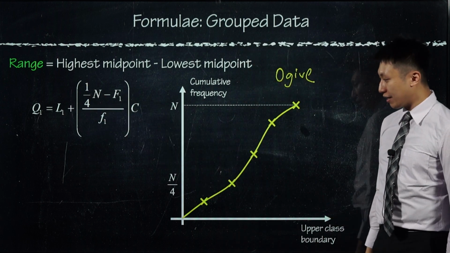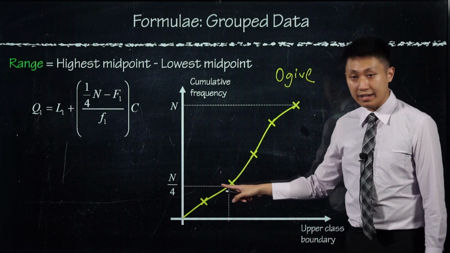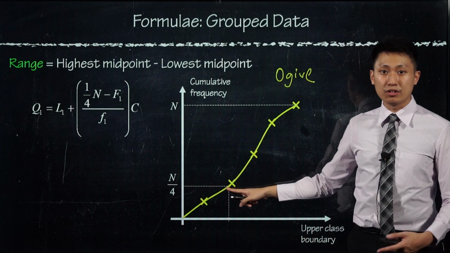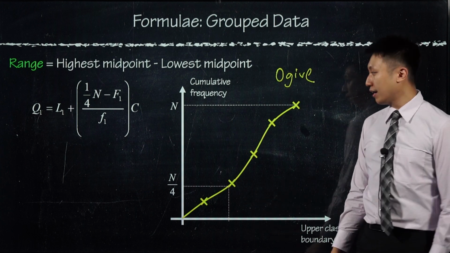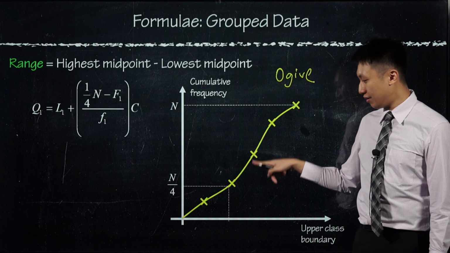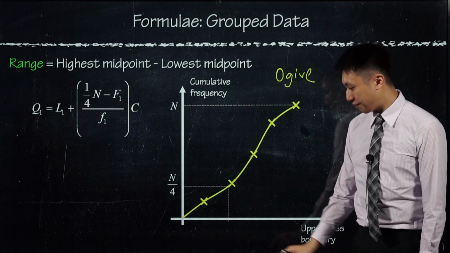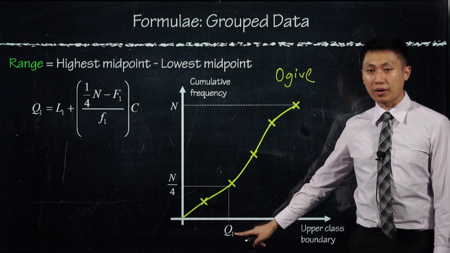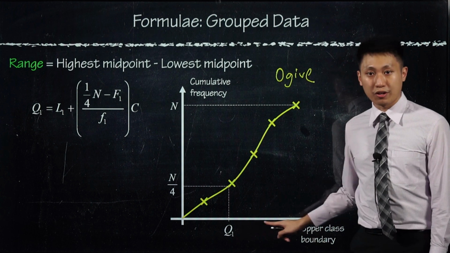Okay, graphically we can see that 1 over 4 of n is here. If we use the same way as how we estimate the median from here, then we get this one. It's the same here. Then this will be your Q1. Okay, so this will be your Q1.